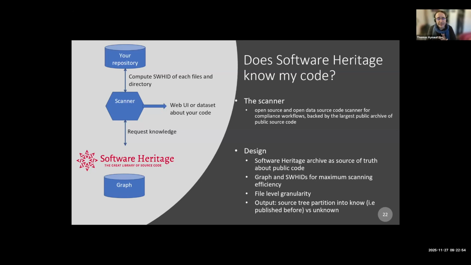So the design is that Software Heritage acts as a source of truth about the public code. With the graph and the SWHIDs, we get a very efficient way to get this information. You get file level granularity, and the output is a source tree partitioned into known or unknown files.